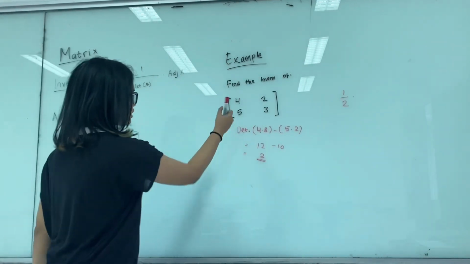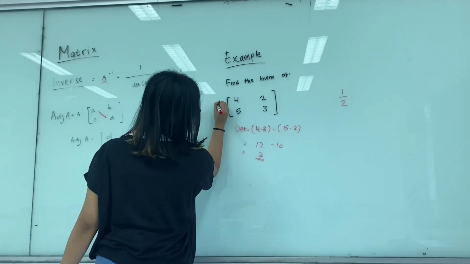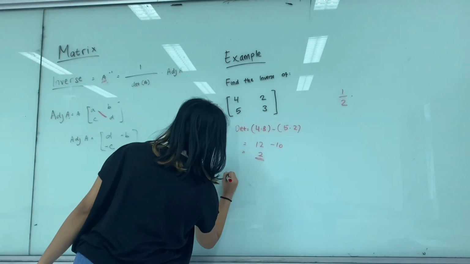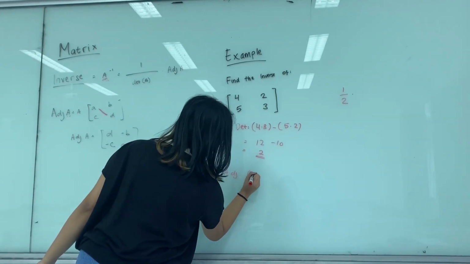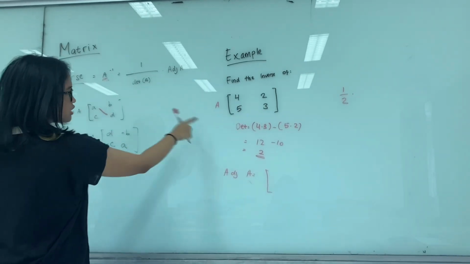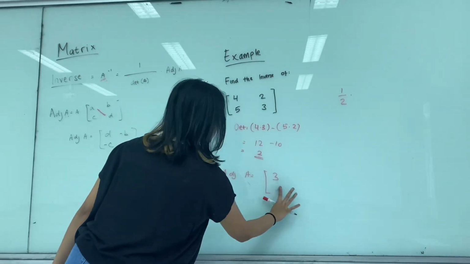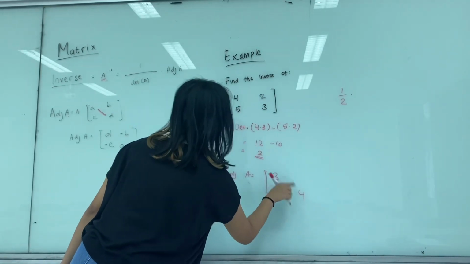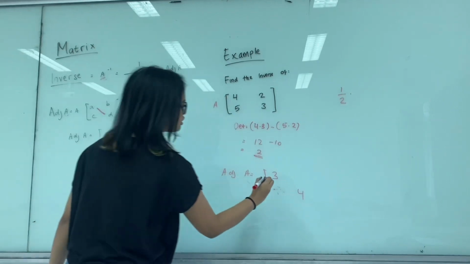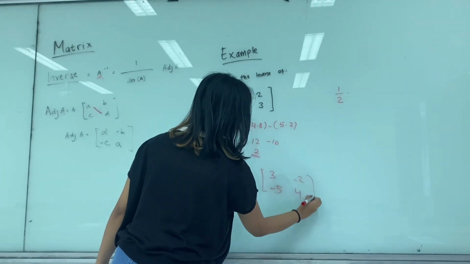So, let's see. To find the adjoint of this matrix, let's say this is matrix A. Okay, so the adjoint of matrix A is, let's stick to this formula. A switched with D, so 3 and 4. Sorry, my bad. 3 and 4, and then 5 and 2, we only add minus, so minus 5 and minus 2.